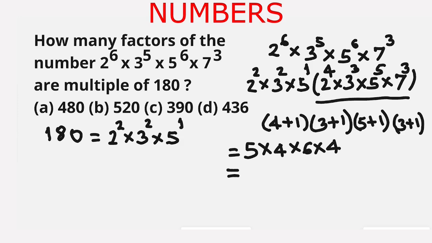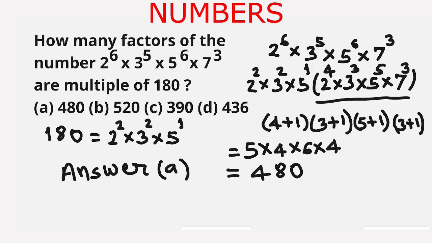And this is equal to 5 times 4 is 20. 20 times 6 is 120. And 120 times 4 is 480. So we have 480 factors of the given number which are multiples of 180. And from the given options, our answer is option A. I hope you have understood the method of solving such type of questions.